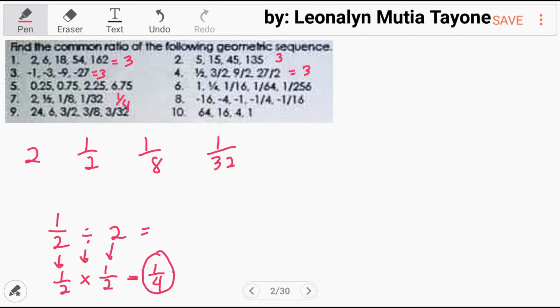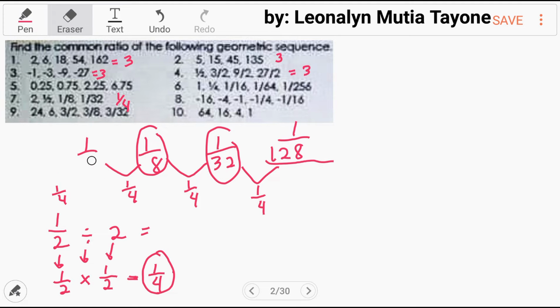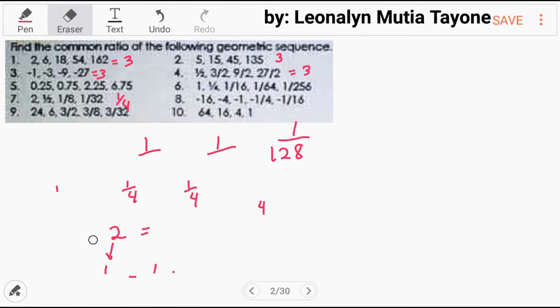So, ito yung pang-multiply natin sa mga numbers dito. 2 times 1/4, and that is equals to 1/2. 1/2 times 1/4, and that is equals to 1/8. 1/8 times 1/4 is equals to 1 over 32. 1 over 32, para ma-identify natin yung next ay multiply natin sa 1/4, and this is equals to 1 over 128. Next, dito na tayo sa number 8.